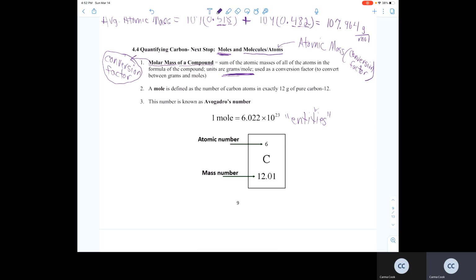And that entity can be an atom or molecule or ion. So 1 mole of carbon atoms, 1 mole of carbon is equivalent to 6.022 times 10 to the 23rd atoms of carbon. 1 mole of carbon dioxide, CO2, is equal to 6.022 times 10 to the 23rd molecules of CO2.